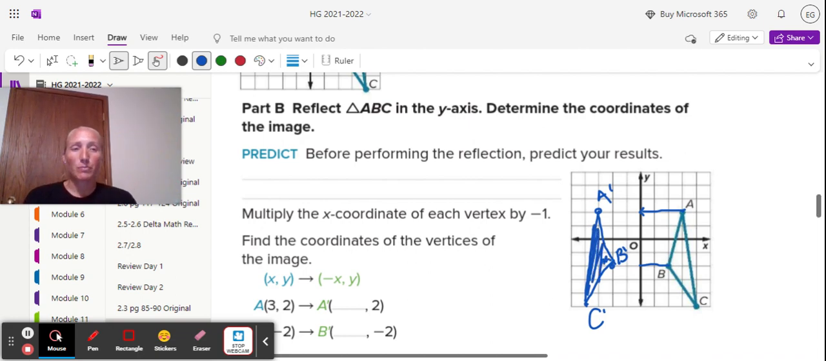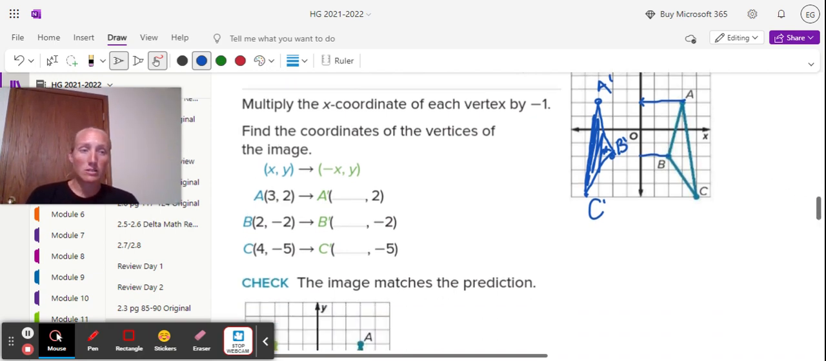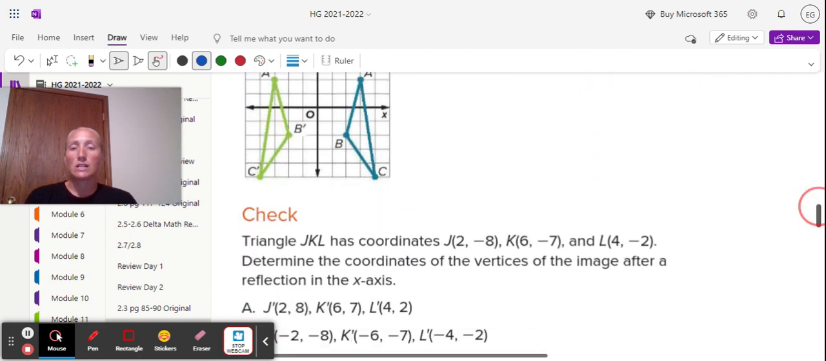That's my reflection. Okay. Again, they have showed you how you can multiply the x coordinate by -1. To me, it's another thing to remember. I'm able to visualize this a lot better, and I think that's a better understanding of it.